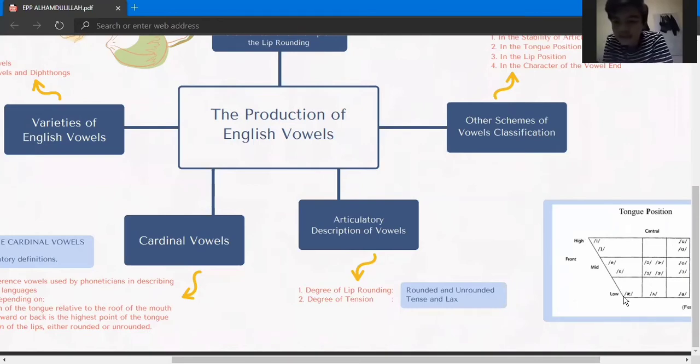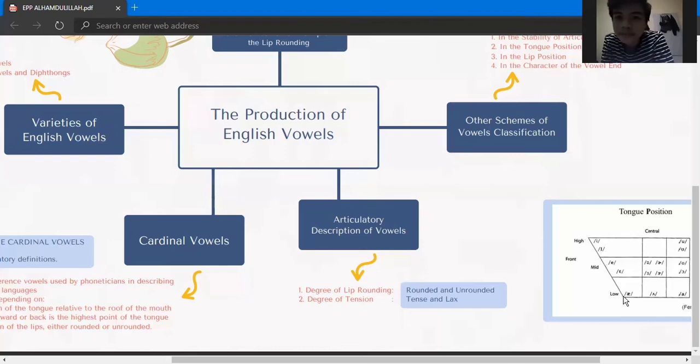I want to talk about the subtopic articulatory description of vowels. Articulatory description of vowels is divided into two: number one, degree of lip rounding, and number two, degree of tension. Degree of lip rounding has two types, rounded and unrounded, and degree of tension has two types, tense and lax.